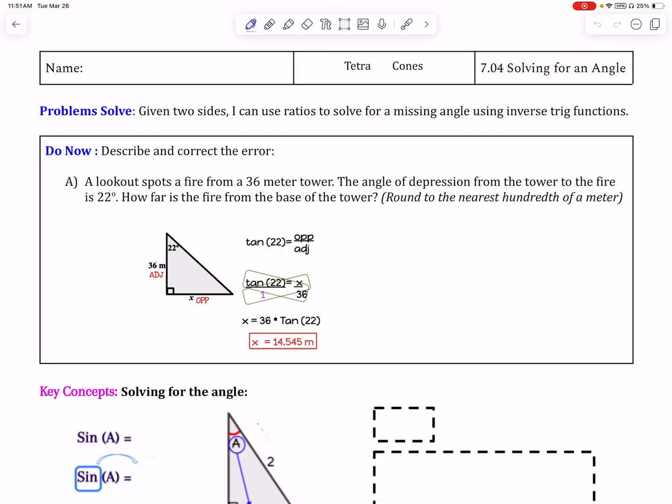Given two sides, I can use ratios to solve for a missing angle using inverse trig functions. You could put a -1 for the inverse, and we're going to get more into that. That just means the opposite, one notation.